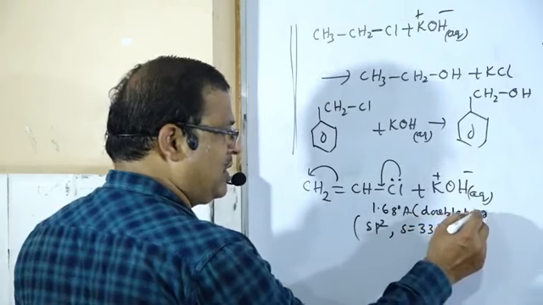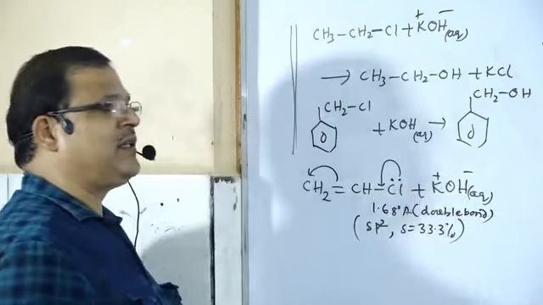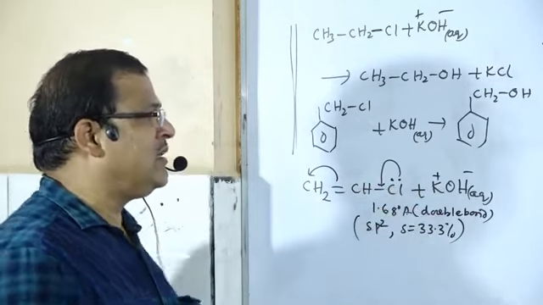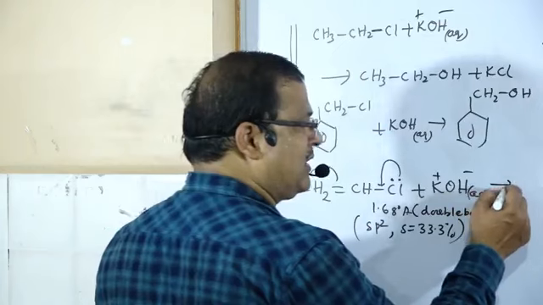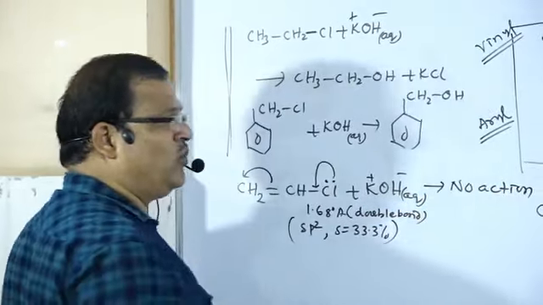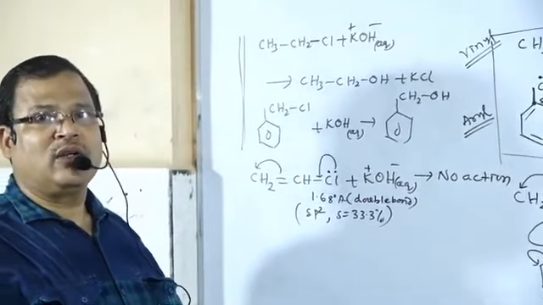Double bond. Therefore, the bond strength becomes more, and the chlorine atom cannot be easily replaced by OH under normal condition, that is, no action. No action under normal condition.